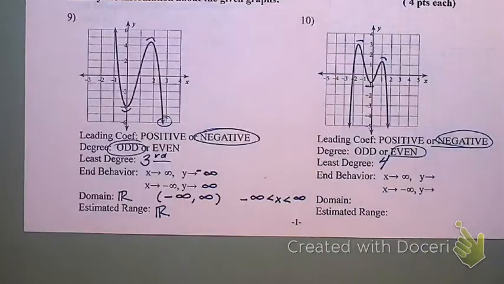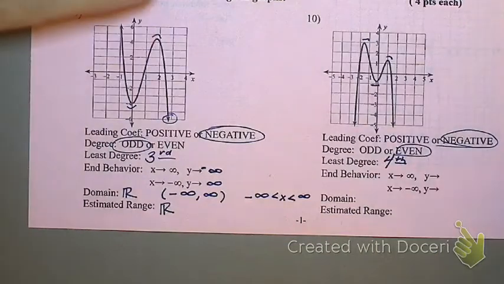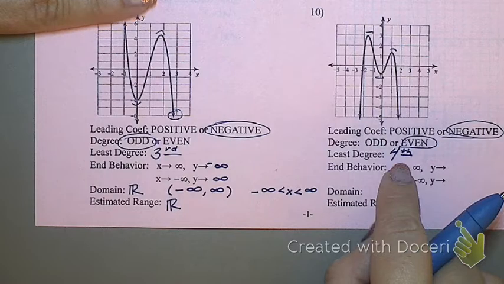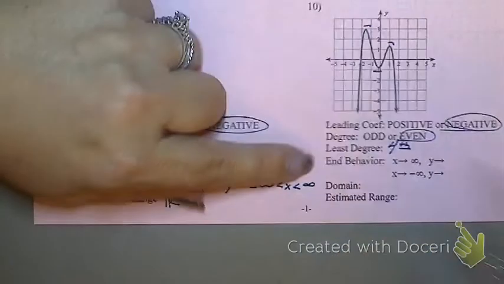There was one group in this class that did the thing that drives me nuts. I don't know if it was this question or the next one, but they said odd and then said 4th. Well, if it's odd, then the least degree should be an odd degree, right? Or one of those is having an issue.